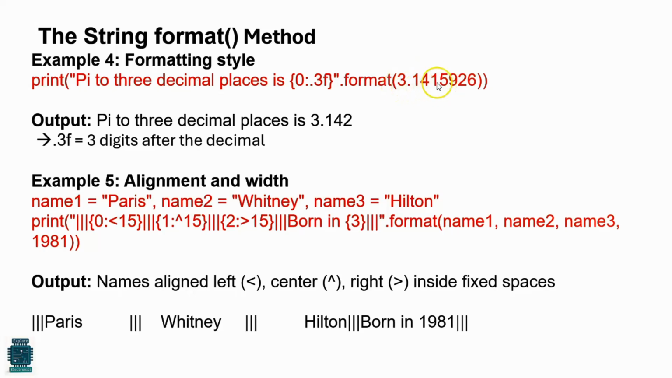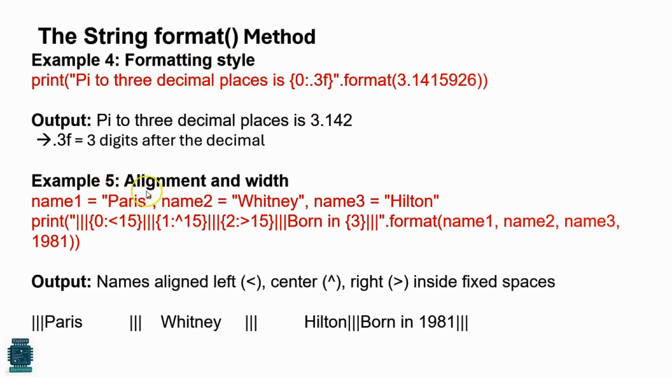That is 3.142. By using .3f, I will get only 3 digits after the decimal. After the decimal, I will get 3 digits, that's 1, 4 and 2. Very clear? The output will be: pi to 3 decimal places is 3.142. Clear with this formatting style in the format method?